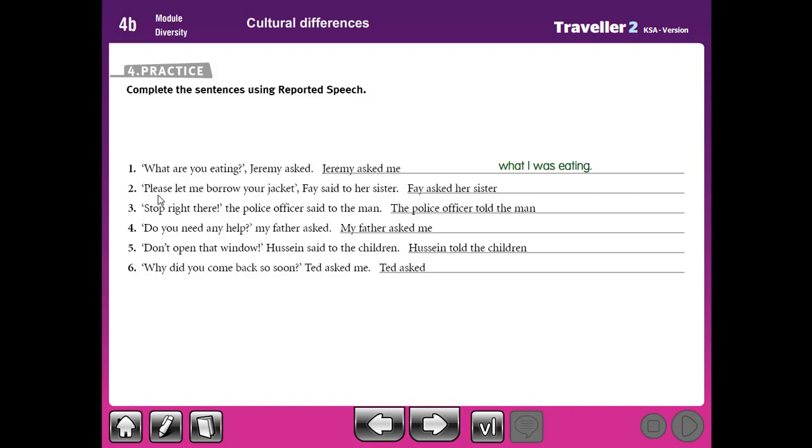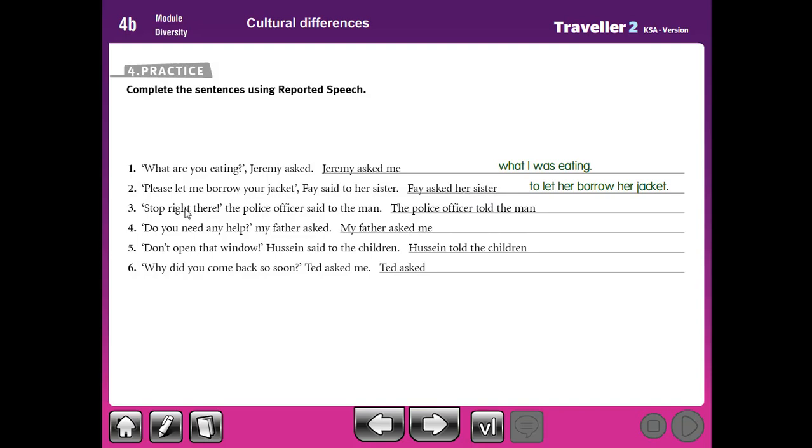That's very good. First of all, we remove please, as we said, and then we have let here. We started our sentence with let, so we say not to let or to let. To let, very good. We change me into her, because we are talking about her sister, right? And we change your into her as well. So to let her borrow her jacket. That's very good. So this is the sentence.